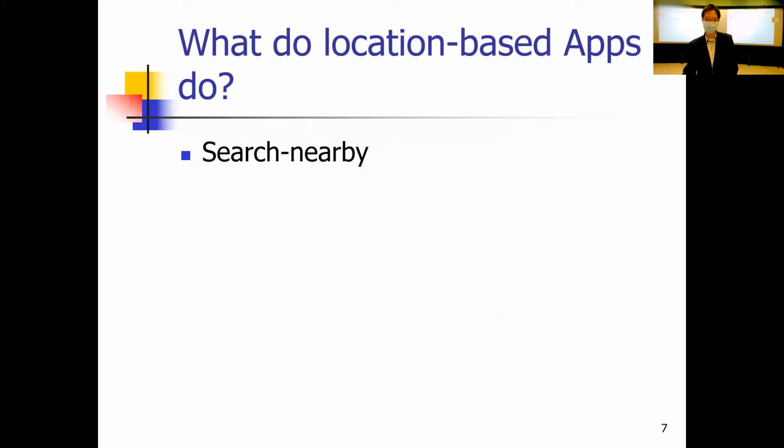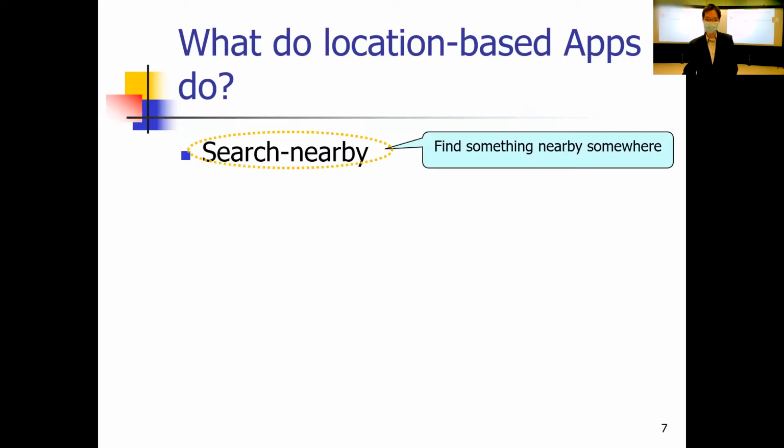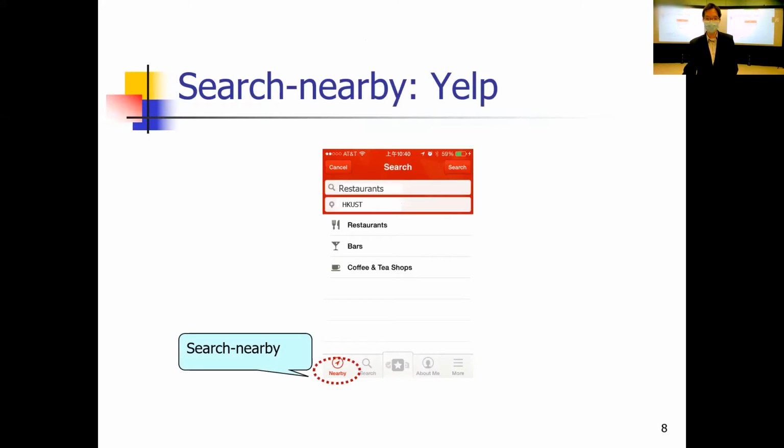What do location-based apps do? First of all, I use these features: search nearby. What is this? Search nearby is very simple. We want to find something nearby to some location. Let's see this example, OpenRice. At the top we have the restaurant, and in the middle we have HKUST. We want to search for nearby restaurants near UST.